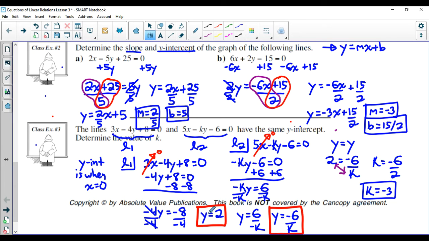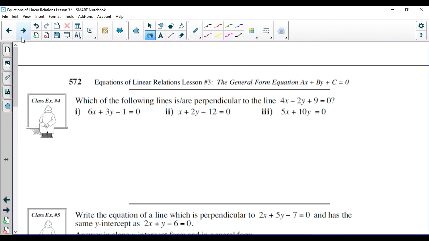Okay, and this makes sense. So it says these two lines have the same y-intercept. Well, we could confirm that. Okay, so the y-intercept of line 1 is 2, and the y-intercept of the second line is negative 6 over k. Negative 6 divided by negative 3 would then be equal to the same y-intercept of 2. So that does match up correctly.